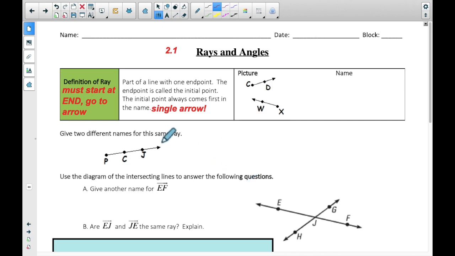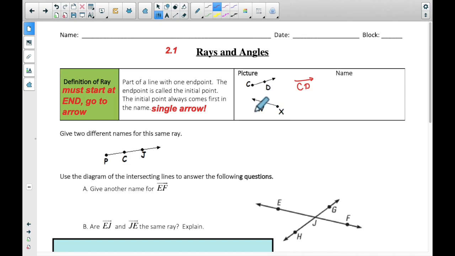And so there's a lot of really important information here. One bit of information is that C is a point. It's an endpoint. It stops there. But when we draw the arrow, that means it's going for infinity this way. Okay, so it's going to continue on this way. And so when we name it, we always start with the endpoint, and then we go towards the arrow. And so this name can be called ray CD. That little marking above there tells us it's a ray.